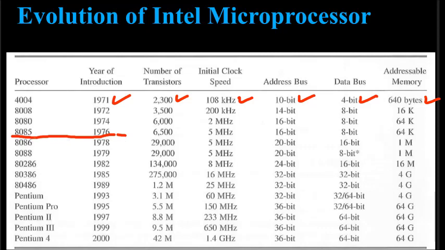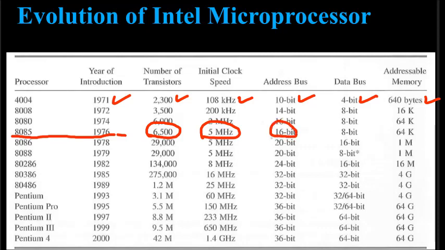So here 8085 was introduced in 1976. It had 6500 transistors, and this is the clock speed. Now clock, of course, determines the speed of the processor. The faster the clock, the faster the processor. So the clock speed is 5 megahertz, and then the address bus of 8085 is 16 bit.